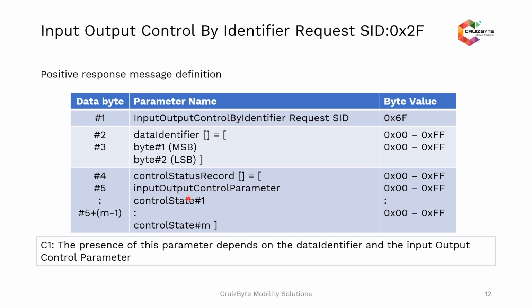So the control state parameter depends on whether it's an array of DID signals or a single signal which is set from the diagnostic tester.